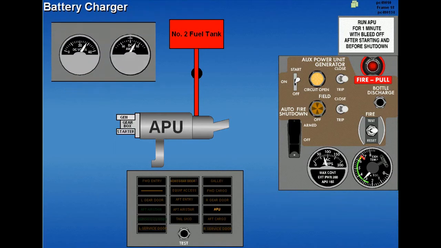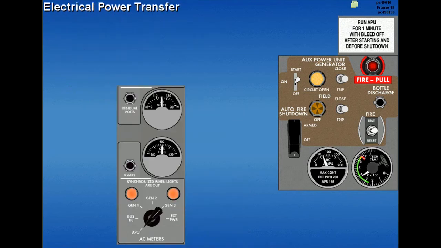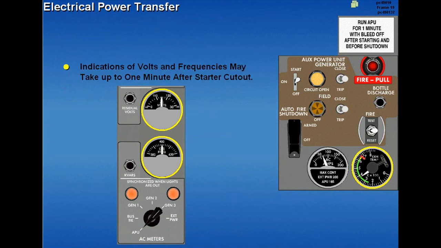The DC amp meter should display a positive indication after each APU start once the aircraft is electrically powered. This confirms an operative battery charger. After the APU is started, the aircraft electrical load may be applied provided EGT, volts, and frequencies are stabilized. Indications of volts and frequencies may take up to 1 minute after starter cutout.